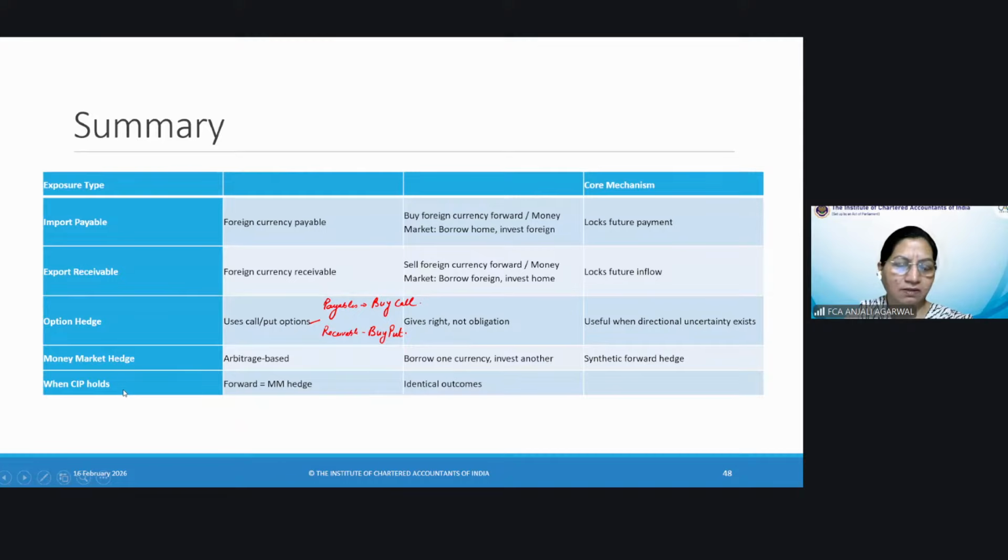So when the covered interest parity or the interest rate parity holds good, the forward will give you exactly the same results as the money market hedge. They give you the same outcome. So here you are creating the forward yourself. So when derivatives are not available, then you can use the money market hedge.